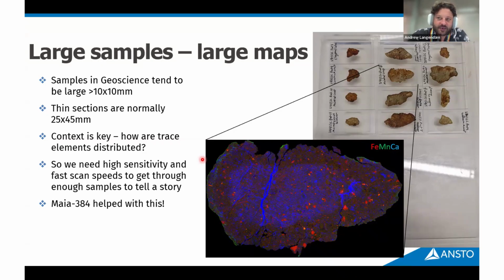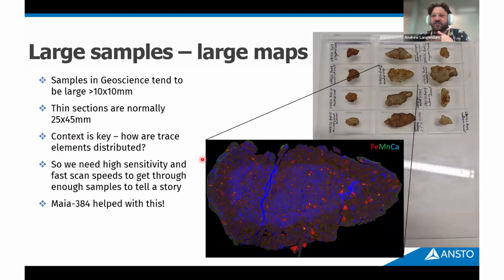Normally, we're scanning things that are more than 10 millimeters by 10 millimeters. These thin sections are on 25 by 45 millimeter slides, and I can map the whole thing in relatively short amounts of time. These maps here are 20 micron maps, and they took about an hour to collect. So very low collection times.